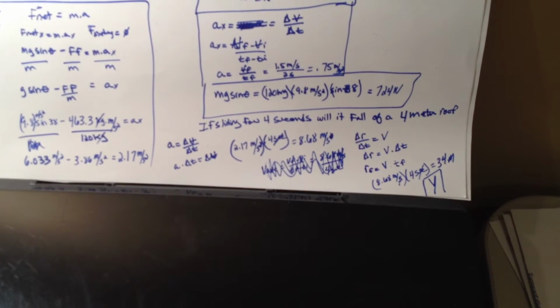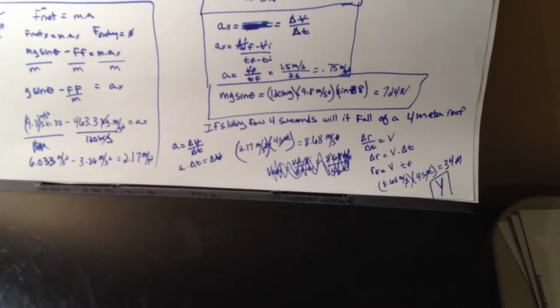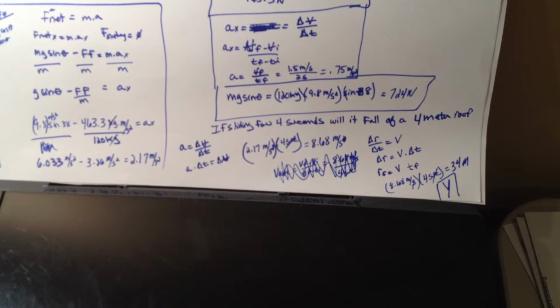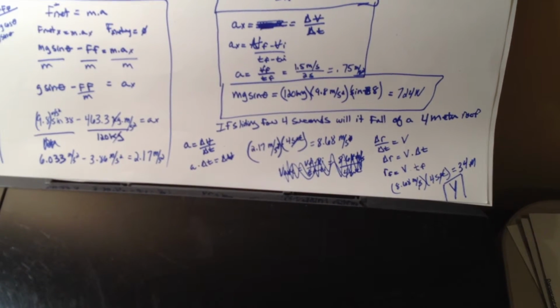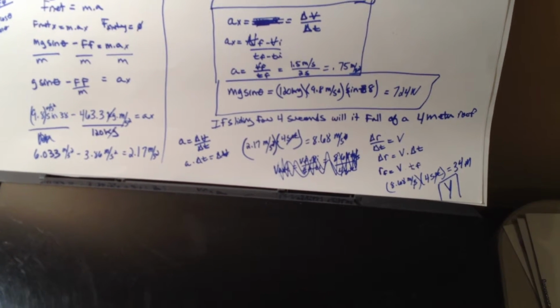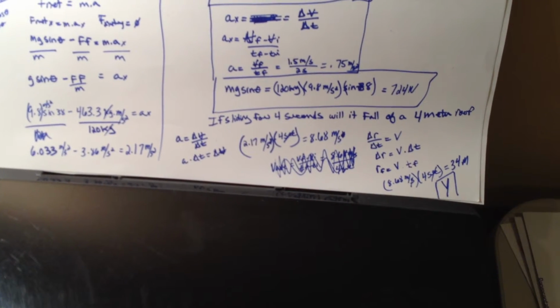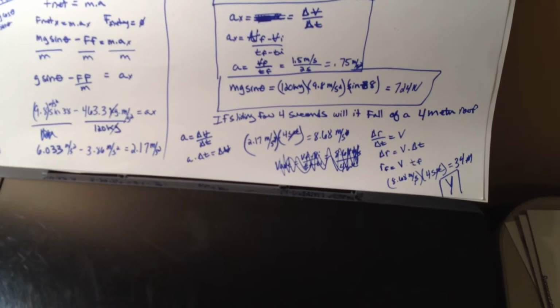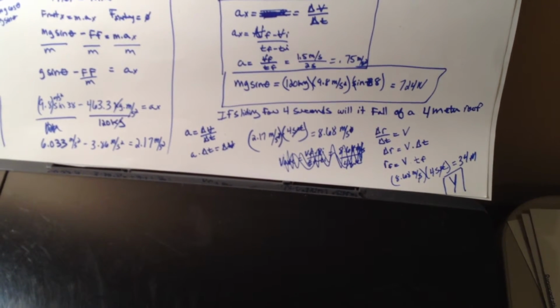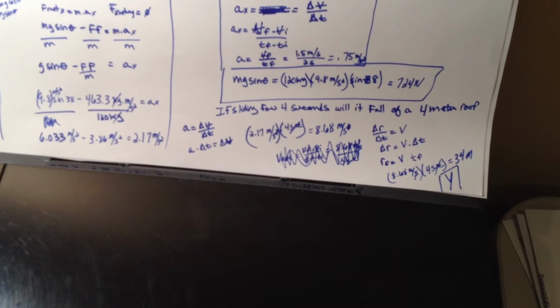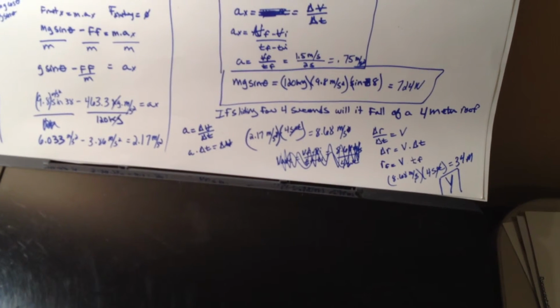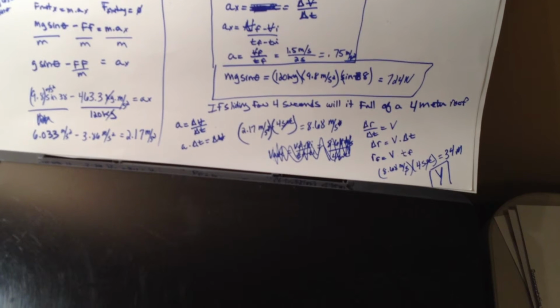Acceleration is equal to change in velocity over change in time. Flipping that over, acceleration times change in time is equal to the change in velocity. We know the initial velocity was 0 and the initial time was 0, so we plug those numbers in. It gives us a velocity of 8.68 meters per second.